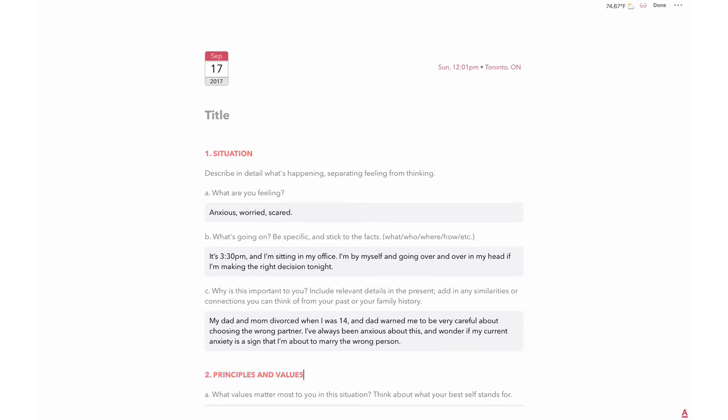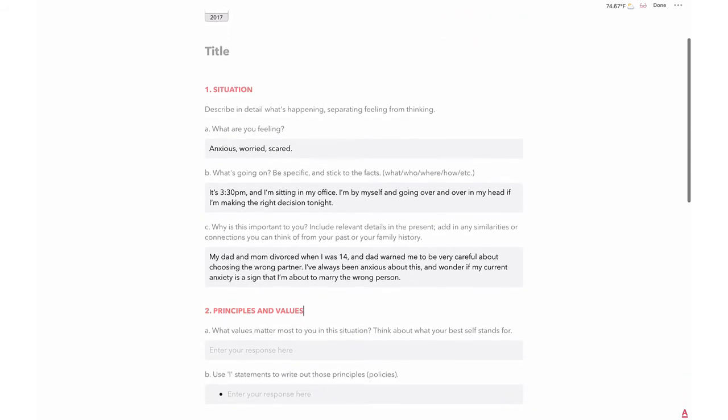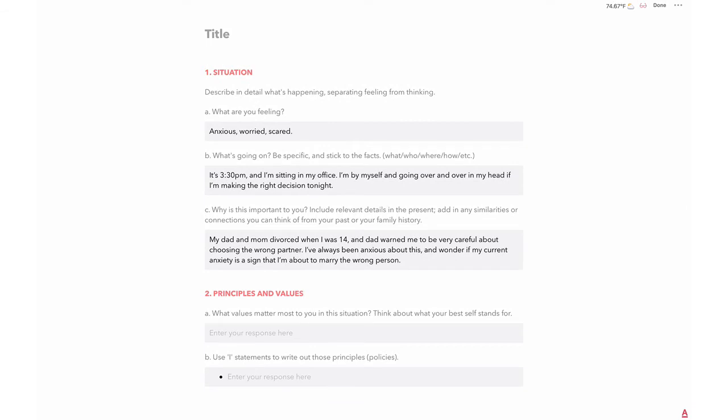2, principles and values. What values matter most to you in this specific situation? So this is sort of what your best self stands for given this scenario, not your general worldview and your general principles and values. So for this specific situation, it might sound something like honesty, adventure, family, marriage. And then you turn those values into I statements. I stand for truth, even if my feelings suggest otherwise. I seek out adventure, even when I'm scared. I want to get married.